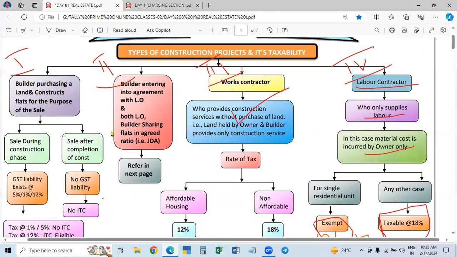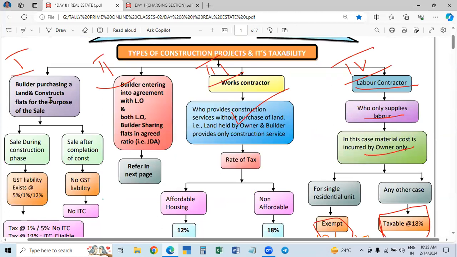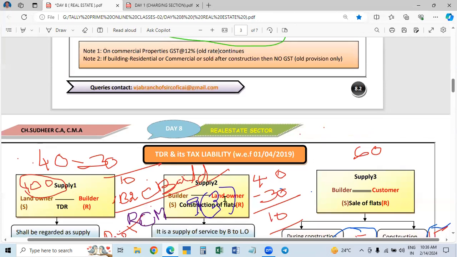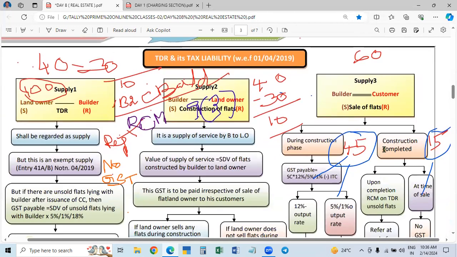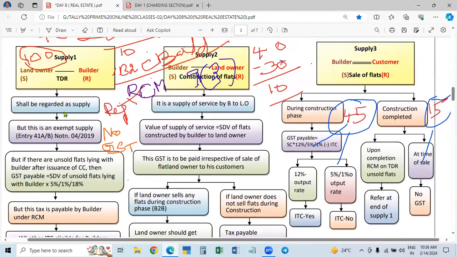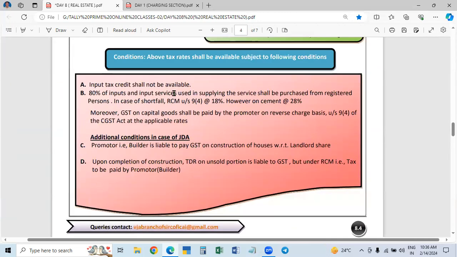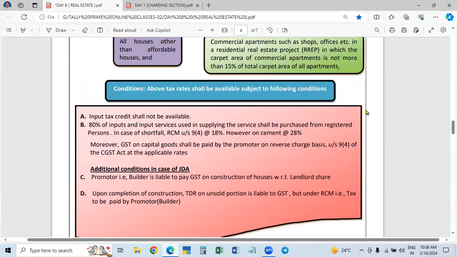First one, real estate sector. This is the second video in this series. The first video and second video cover these two. The third video covers half of this: the first one or two supplies are covered in video three. This video covers supply three, and the TDR, unsold flats also, and the percentages to be purchased from registered dealers to avoid the builder purchasing completely from unregistered dealers.